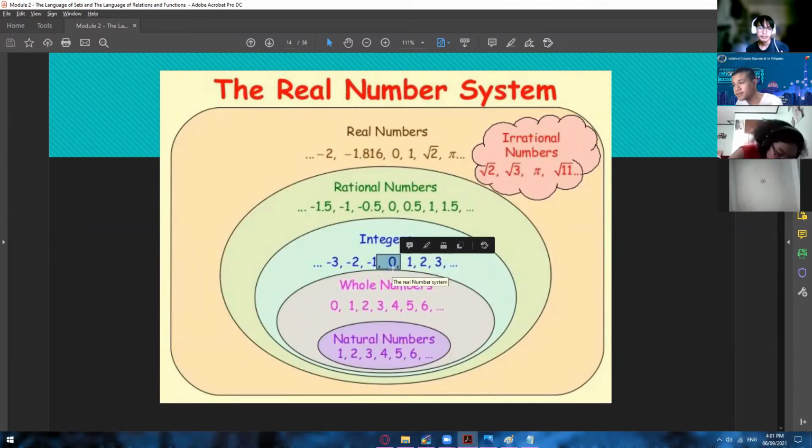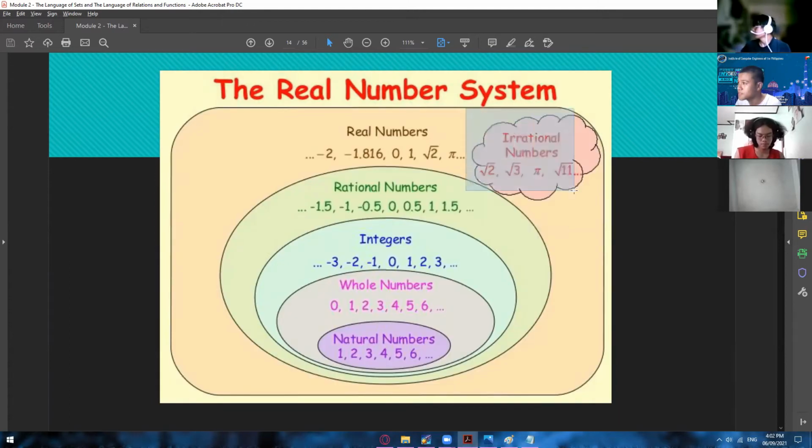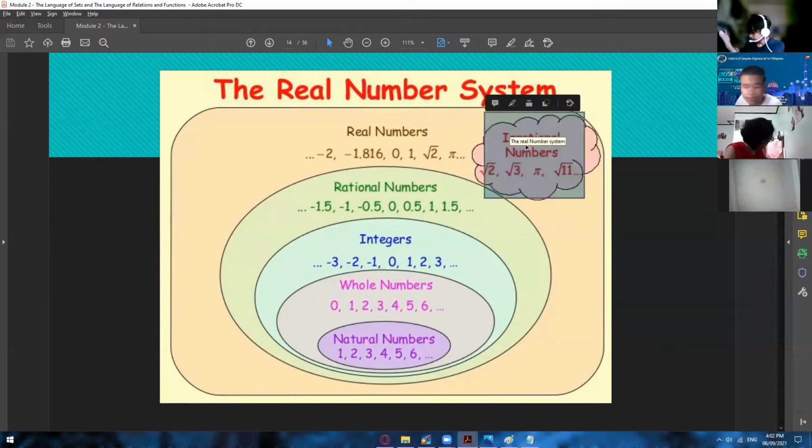Okay, and then for the quotient, we have these rational numbers. So negative and then positive, but it now has a decimal point. And then for the irrational numbers, we have these examples: square root of 2, square root of 3, pi itself, and square root of 11, and many more. If you need to learn more about irrational numbers, you can search on the internet.